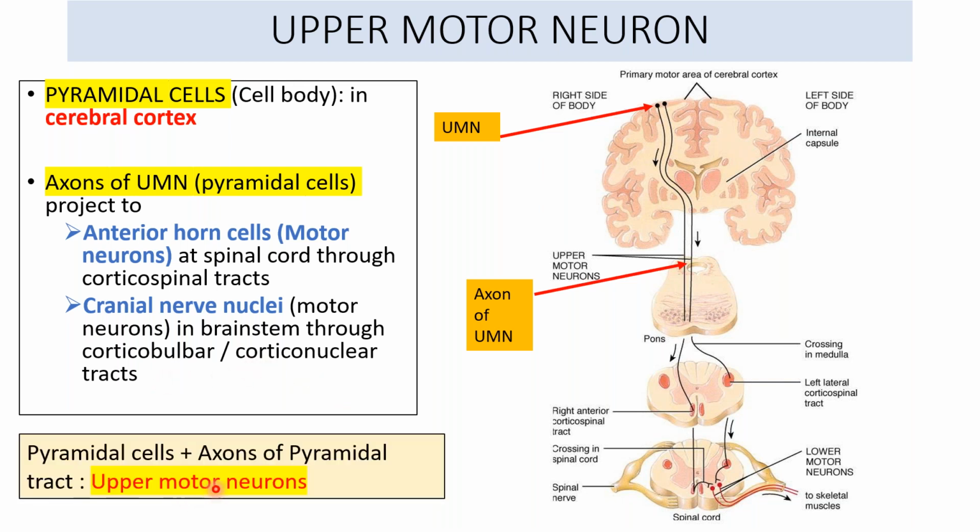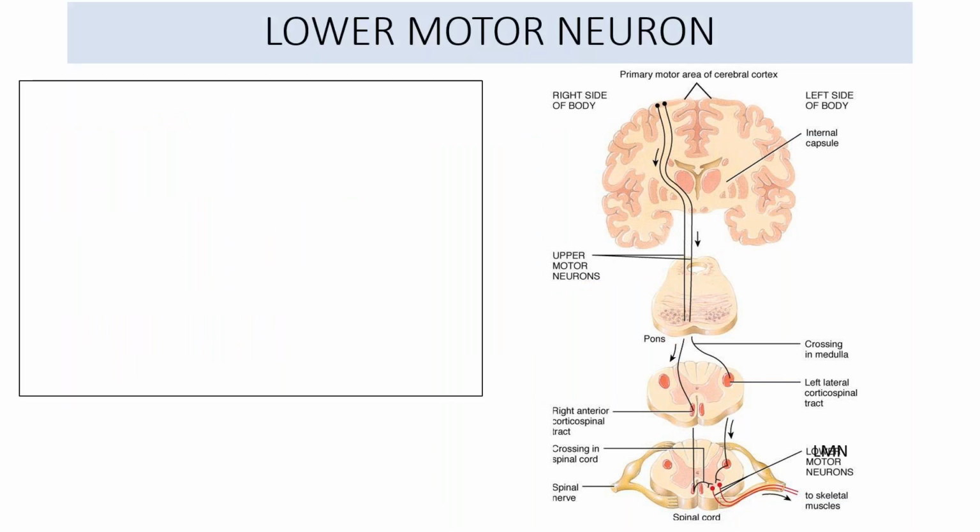So what are basically upper motor neurons? This is a very important concept. The upper motor neuron is basically the pyramidal cells, this over here, and its axon together. This is called the upper motor neuron. The axon and the cell body of the upper motor neuron extend from the cerebral cortex till the level where it is synapsing with the lower motor neuron. So from here to here, the pyramidal cell and its axon together contribute the upper motor neurons. Now, what are lower motor neurons?